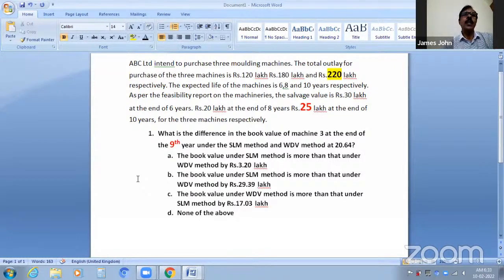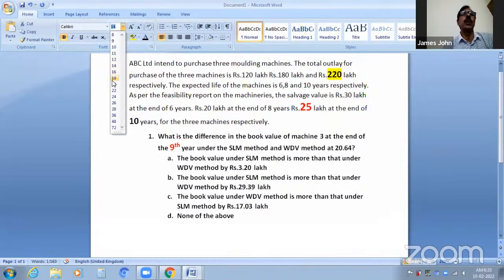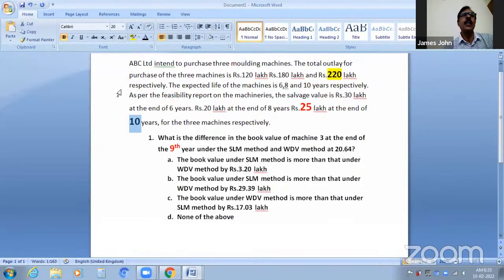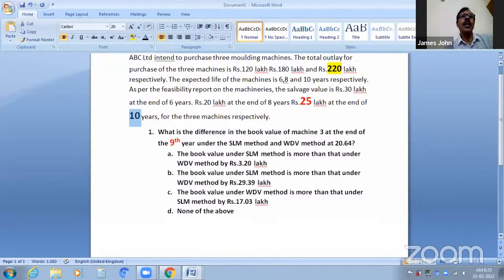Look, if the useful life of a machinery is 5 years, then the sum of the years means 5 plus 4 plus 3 plus 2 plus 1. How much is it? 15. So here the useful life is 10. And what is the sum of the years? Sum of the years, you have to add 1 to 10.